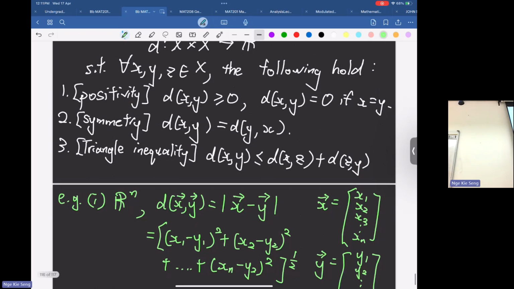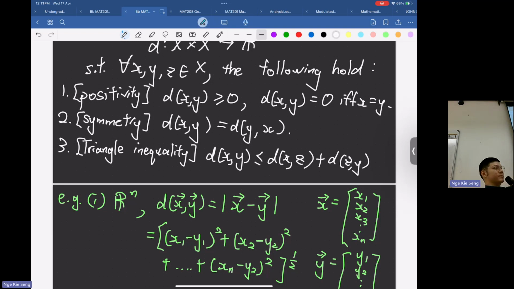Can you check that the positivity holds here? Because you are squaring it, then taking the square root back. And it is 0 when every coordinate is the same. If and only if. Yeah, I missed out one f. So very important here: if and only if, not just if. If is easy: if x equals y, then the distance should be 0. But if and only if: if the distance is 0, then the 2 points should coincide.